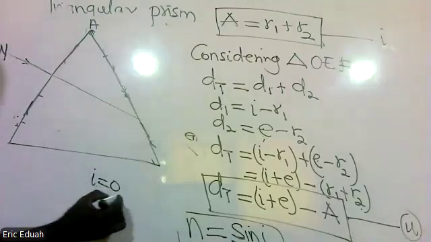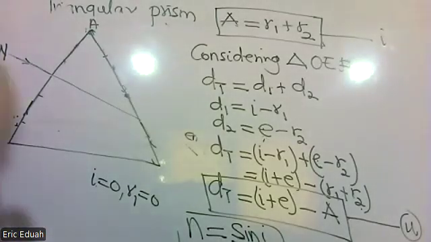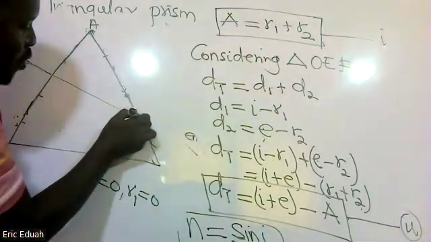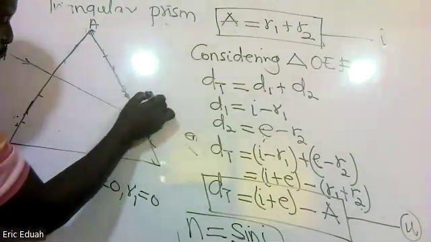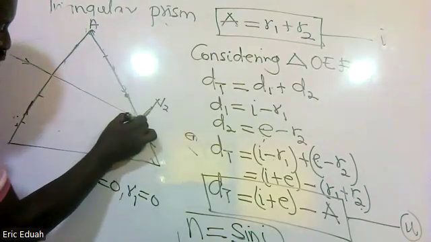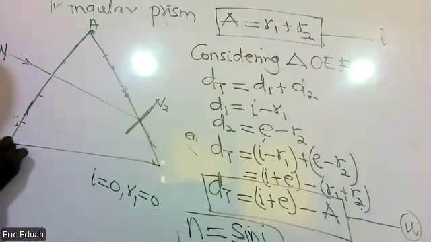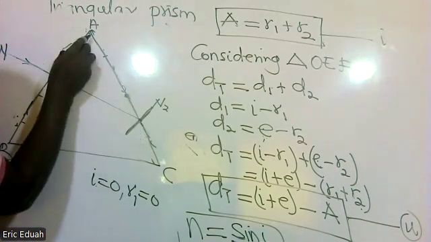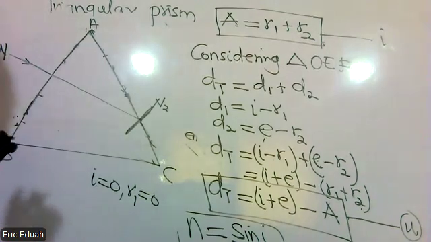So when I is 0, R1 would also be 0. But we cannot say that R2 is 0. It will go undeviated within the prism. But then, when the light is emerging out of the prism, look at what will happen. This is the point of incidence. You see, to this plane AC, the light is not incident at AC perpendicularly. And so it will deviate.